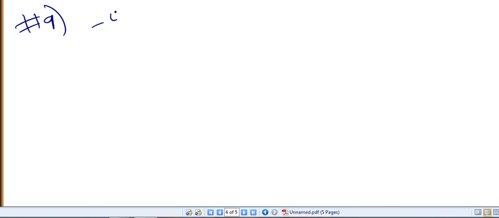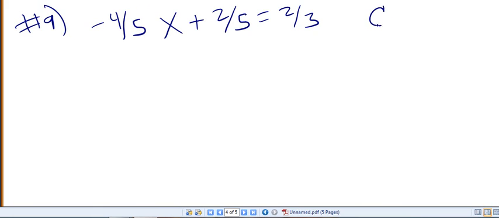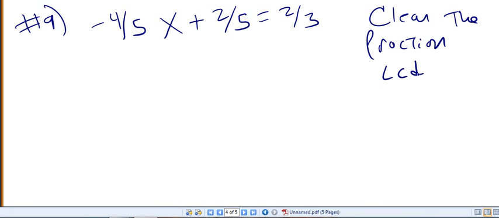Do number 9. You got negative 4/5 x, I want to write x instead of t because sometimes my t's look bad. Plus 2/5 is equal to 2/3. I'm going to clear my fractions, like we did in the previous one. In this case, your LCD is 15. 3 times 5 is 15, so I'm going to multiply each term by 15.